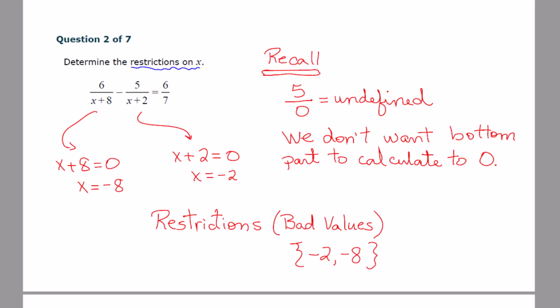Well, x plus 8 being 0 would say x has to be minus 8. x plus 2 equals 0 says x equals minus 2. So my restrictions, or bad answers, would be minus 2 and minus 8. Other values for x are okay, just not anything that would make the bottom calculate to be 0.